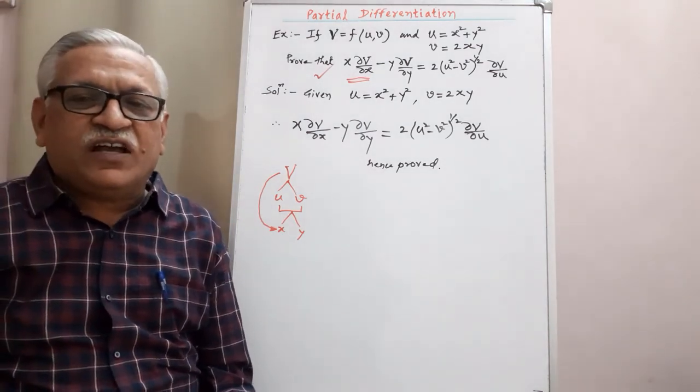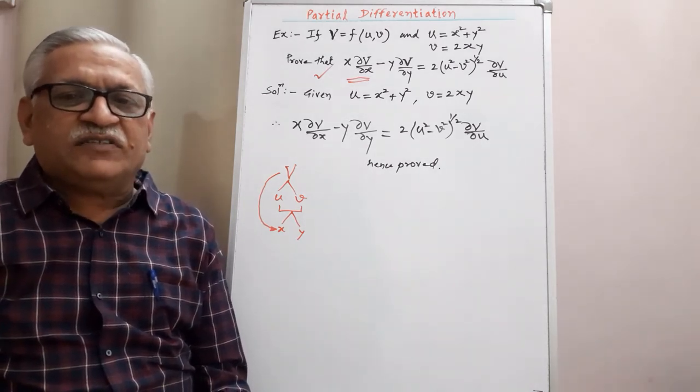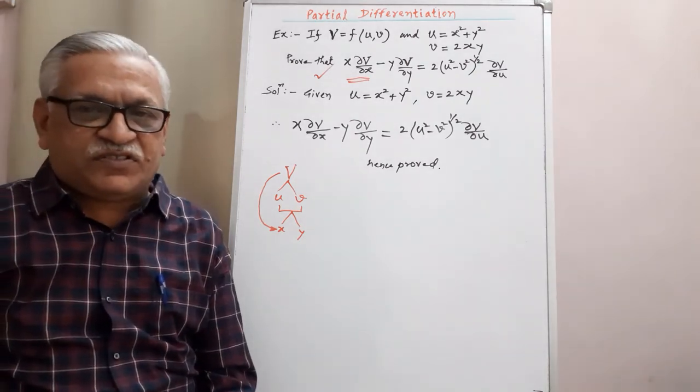In my next video, I will discuss the problem on Jacobian, means unit number 3, application of partial differentiation.